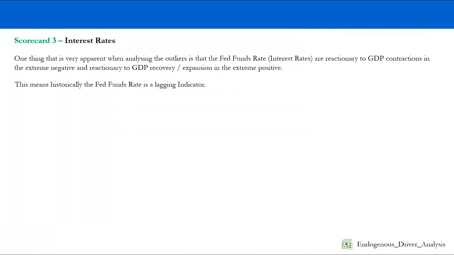So what else do we get here? Well, one thing that's very apparent when analyzing the outliers is that the Fed funds rate, so interest rates, are absolutely reactionary to GDP contractions in the extreme negative and reactionary to GDP recovery in the extreme positive. And overall, just to cement this, it basically means historically that the Fed funds rate is a lagging indicator. It lags leading indicators and lags GDP.